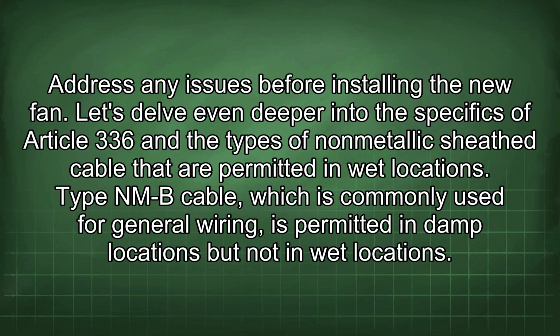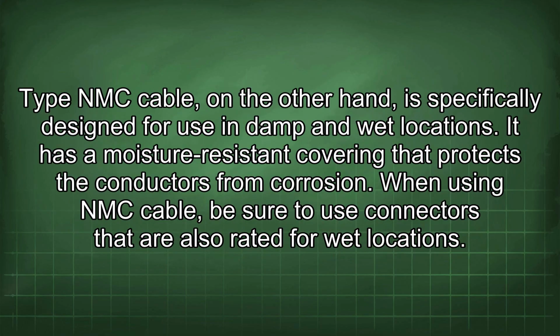Let's delve even deeper into the specifics of Article 336 and the types of non-metallic sheathed cable that are permitted in wet locations. Type NMB cable, which is commonly used for general wiring, is permitted in damp locations but not in wet locations. Type NMC cable, on the other hand, is specifically designed for use in damp and wet locations.